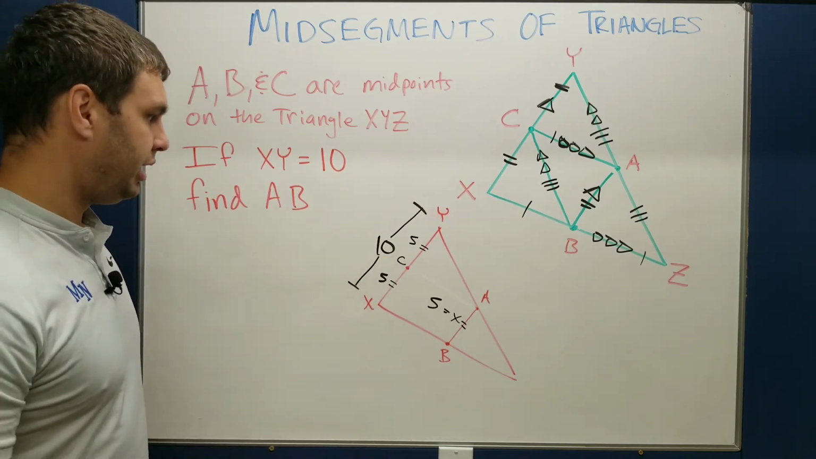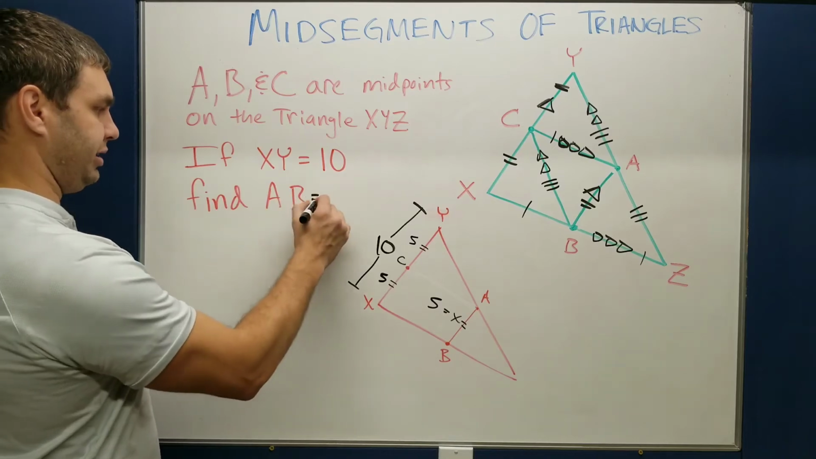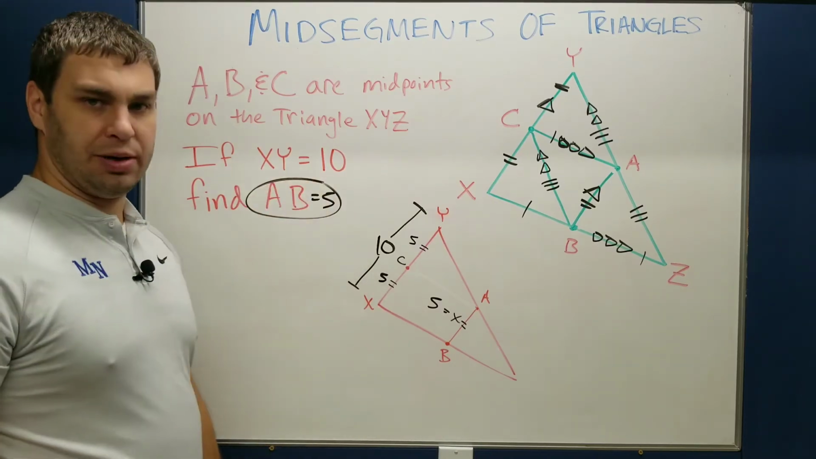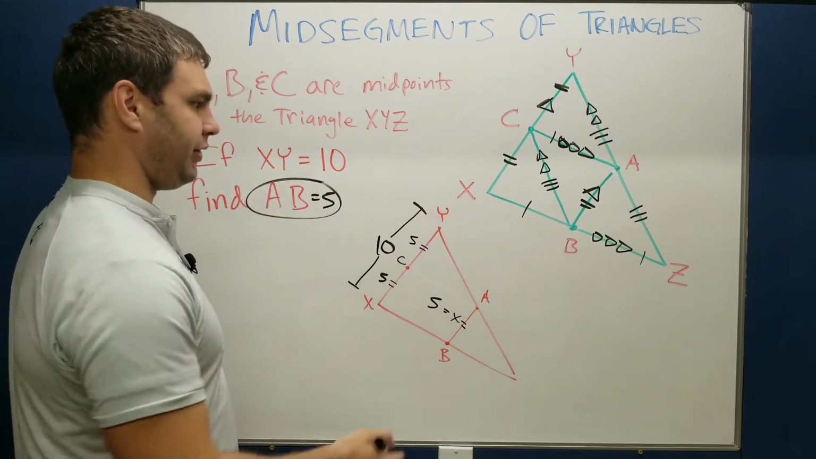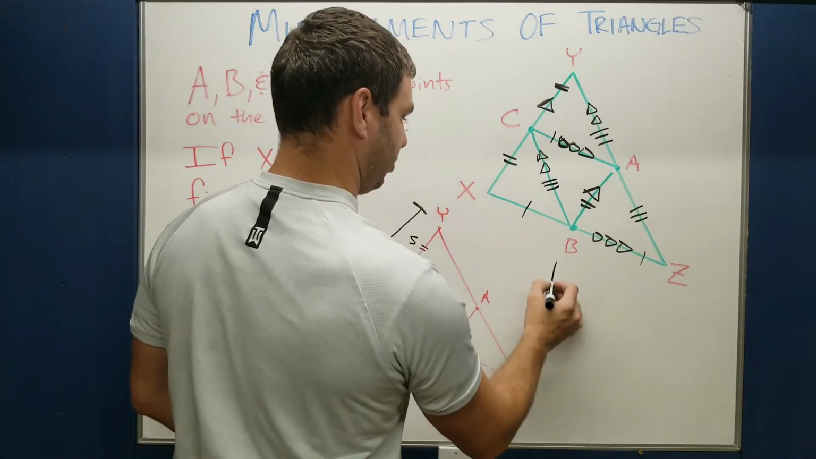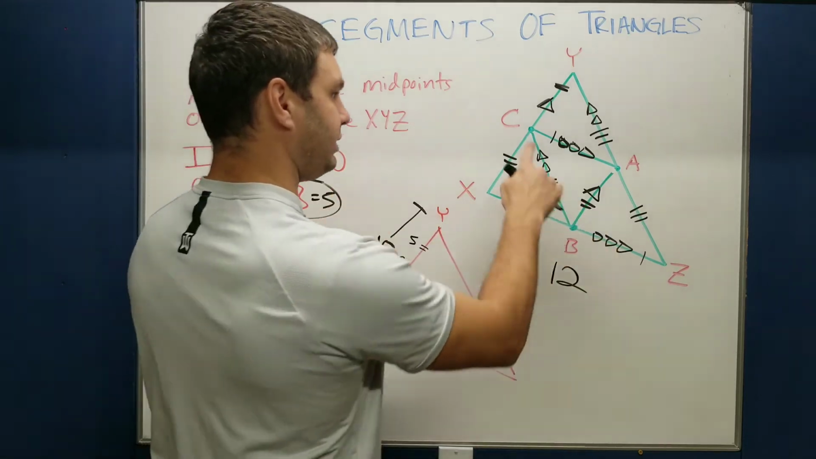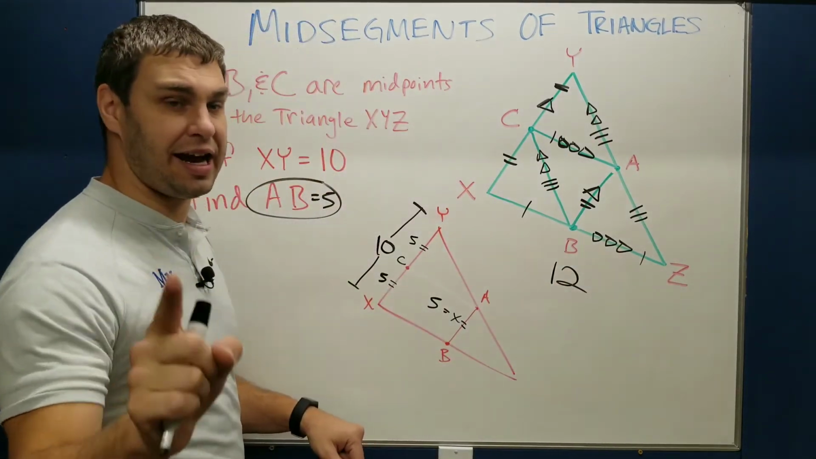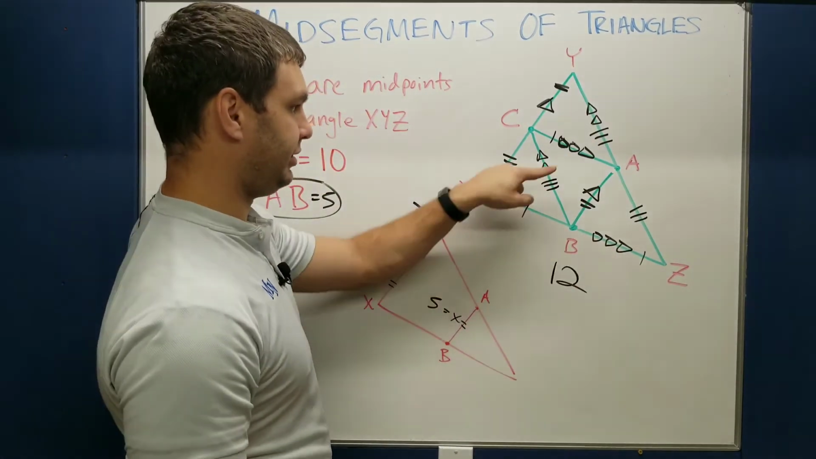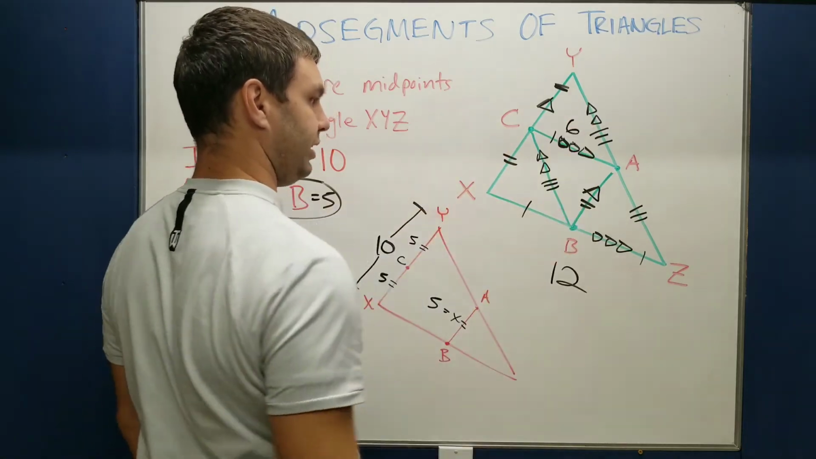All right, so I guess to find AB, we can say AB equals 5, right? But what if I wanted to find something different? What if I said XZ was 12? All right, XZ was 12. Just with a snap of the finger, I could right away say CA is 6. It is half of its side length because this is a mid-segment. So I could say that is 6.